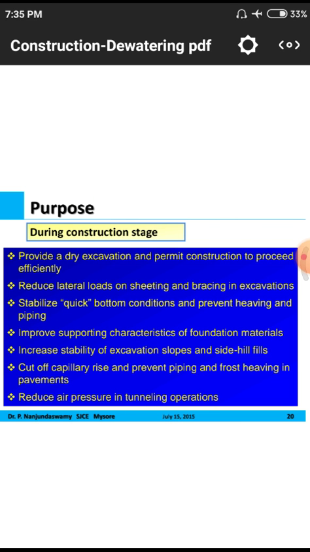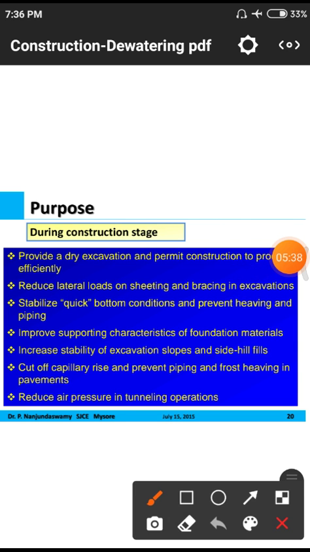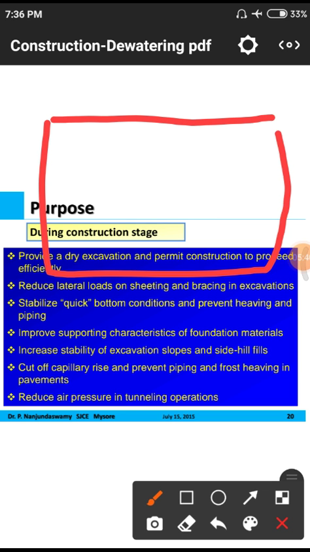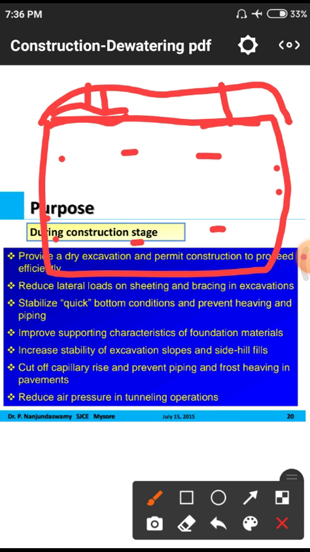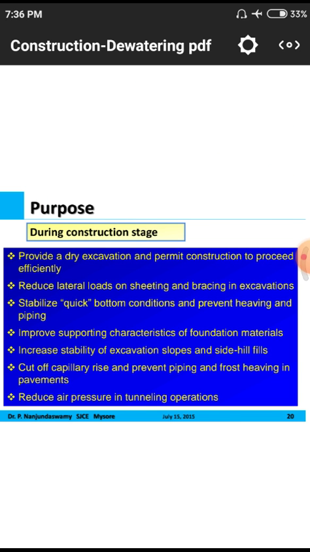Next, cut off capillary rise to prevent piping and forced heaving in pavements. Capillary rise means the total soil is in the form of strata. It is the ground level. If there is water, there may be some amount of shrinkage or swelling. Shrinkage means decrement of volume. Swelling means increment of volume. We need to prevent those two to sustain our buildings. To sustain those kinds of situations, we need to prevent this rise of capillary.